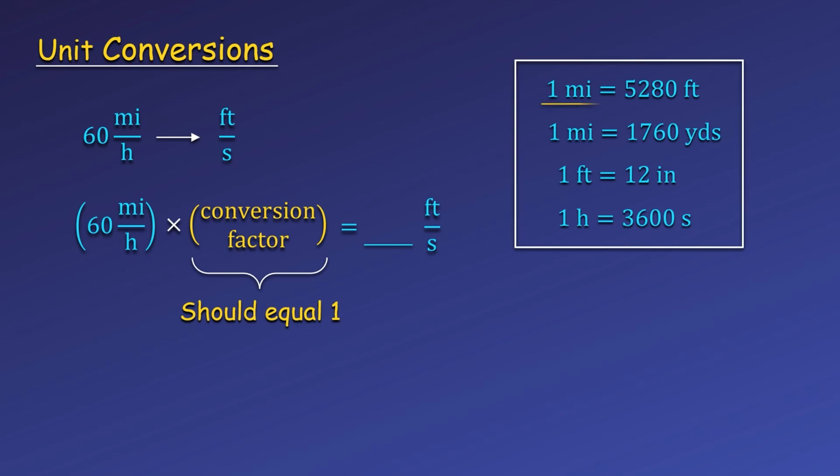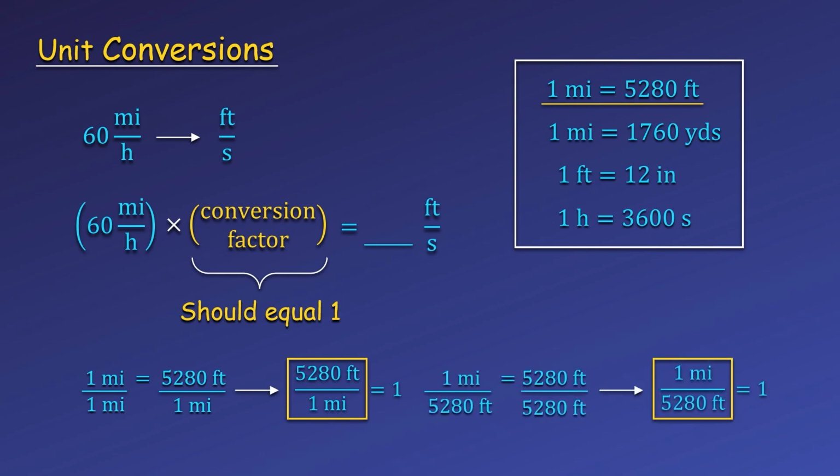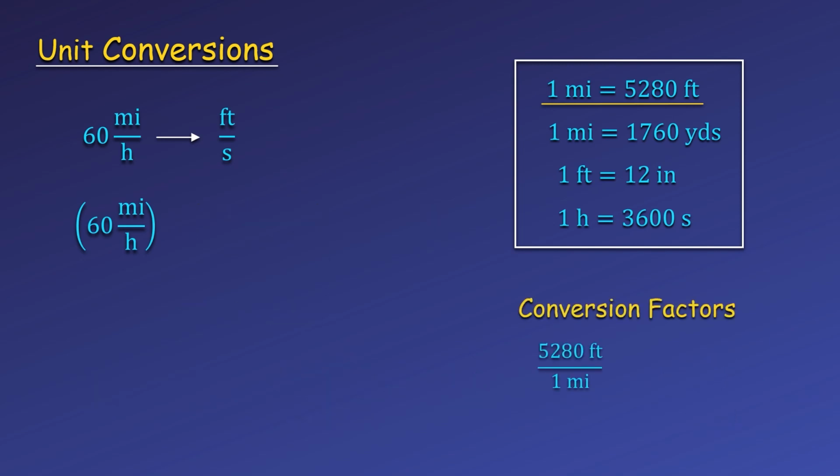In this example, we want to convert our distance in miles to distance in feet. So we'll start by writing 1 mile is equal to 5,280 feet. Both of these are equal to 1 mile, so we can divide by 1 mile on each side. Now we have 5,280 feet divided by 1 mile is equal to 1. And it should, since both of these represent the same distance. We could just as easily have divided by 5,280 feet on both sides, and this would give 1 mile divided by 5,280 feet equal to 1. These are both conversion factors, and now we just need to choose which one we want to use because we will get very different answers for each.